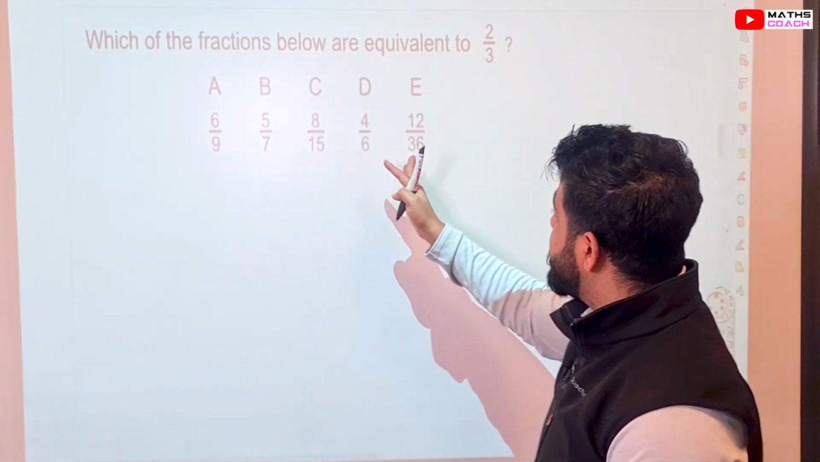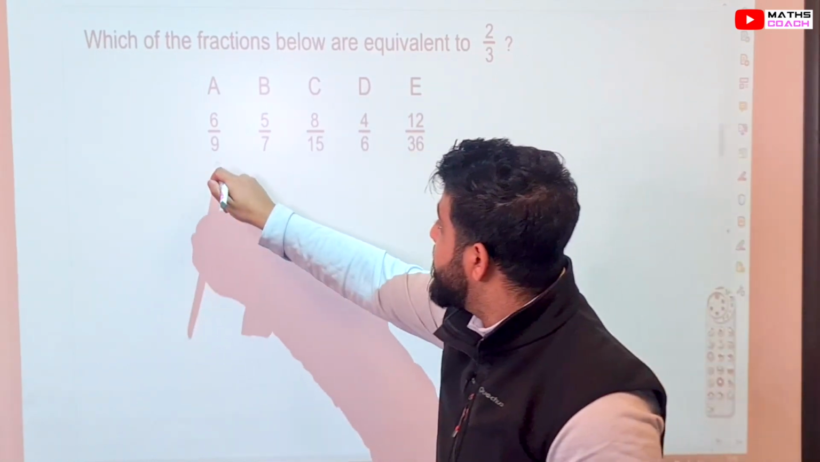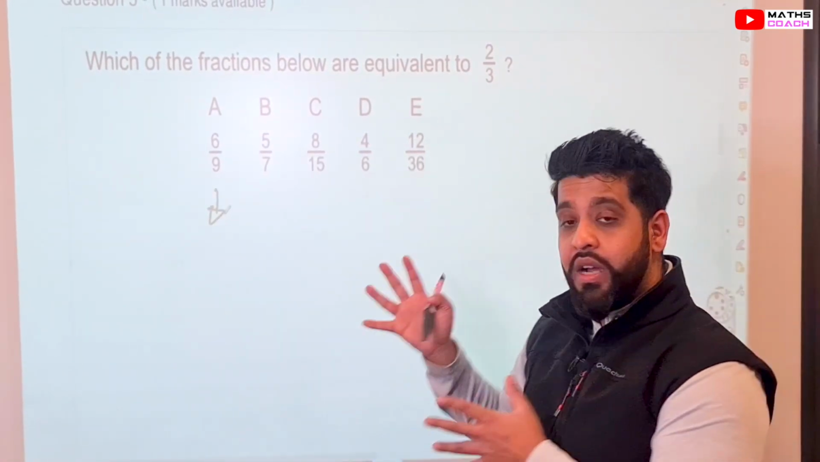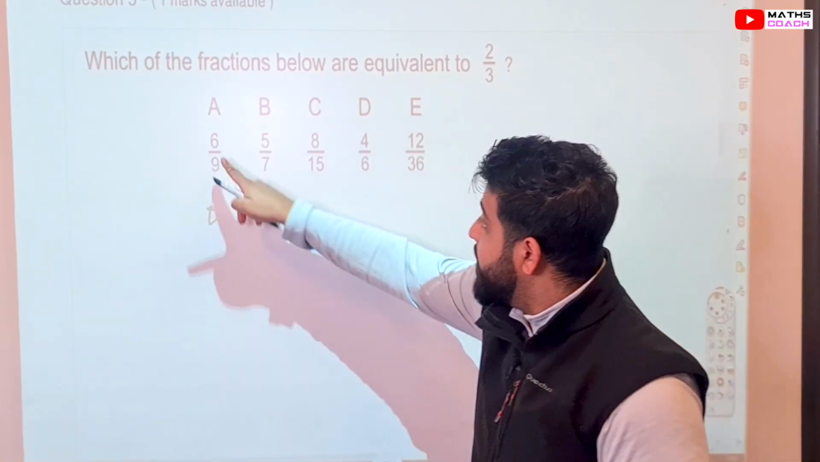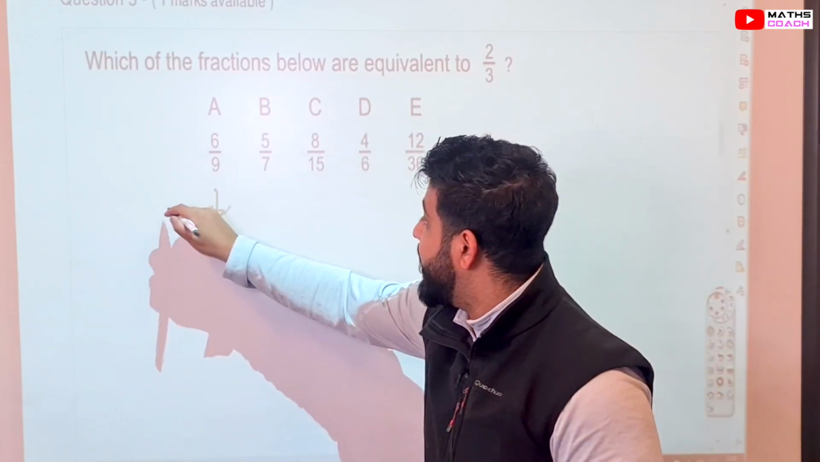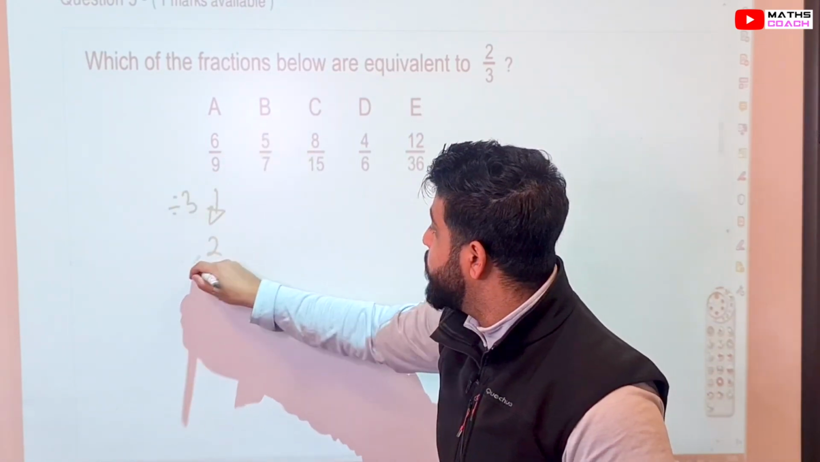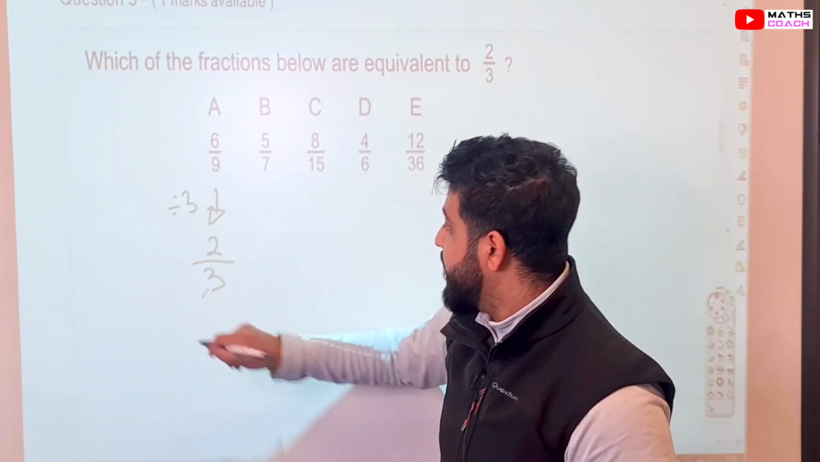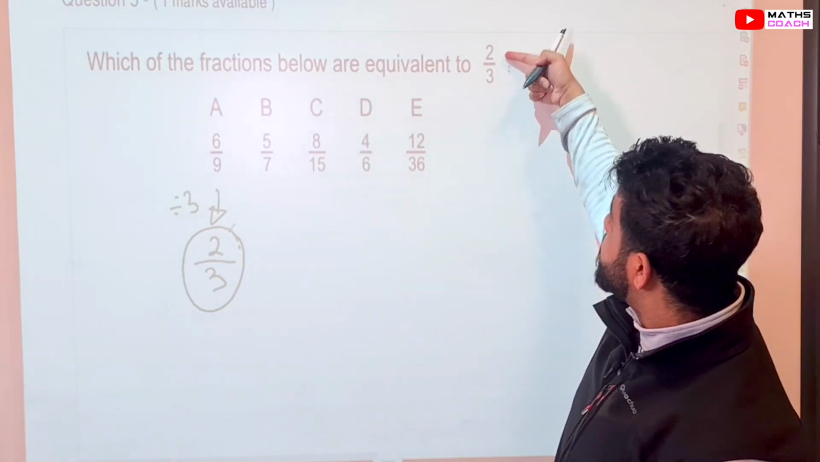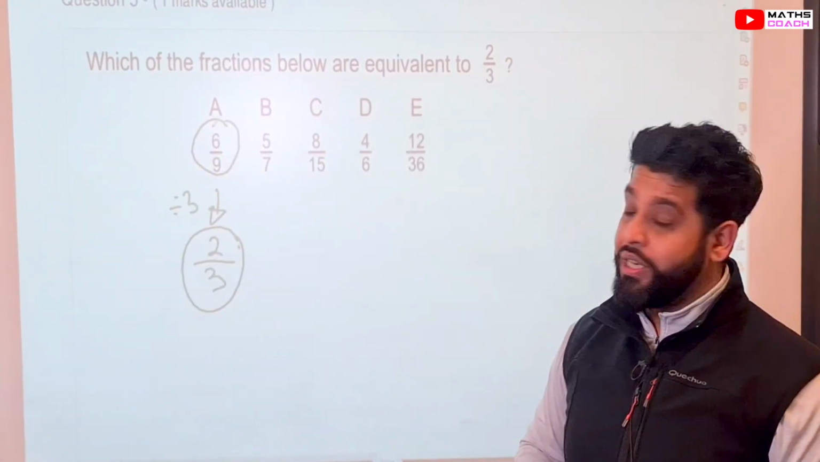Well, we look at the fractions and we simplify, okay? So here, 6 over 9, we cancel down. If we can, by the way, okay? If you can't cancel down, then that fraction stays as it is. But 6 over 9, we can divide the top and the bottom by 3. So 6 divided by 3 is 2, and 9 divided by 3 is 3. So 2 over 3 is this fraction, and therefore is also equivalent. So therefore 6 over 9 is one of the fractions which are equivalent.